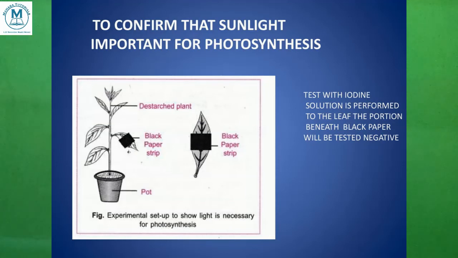That means when light is not present, what happened? The process of photosynthesis doesn't take place, that means the preparation of food doesn't take place in the plant. Understood? So when preparation of food doesn't take place, what happens? Starch isn't produced. When starch is not there, it will not turn blue when you are performing a test with iodine solution. Understood? So with the help of this activity, we can confirm that light is also important in the process of photosynthesis.